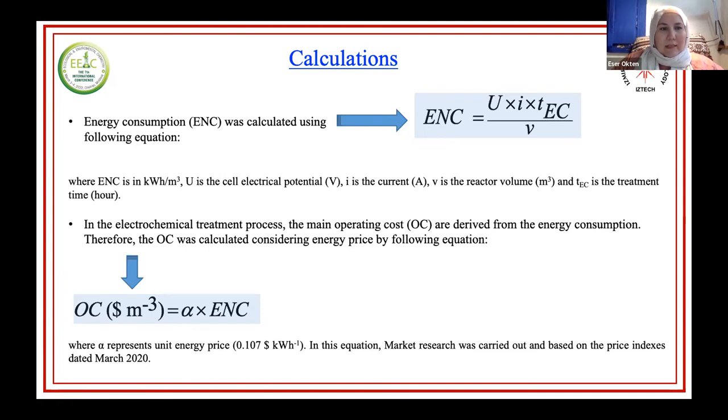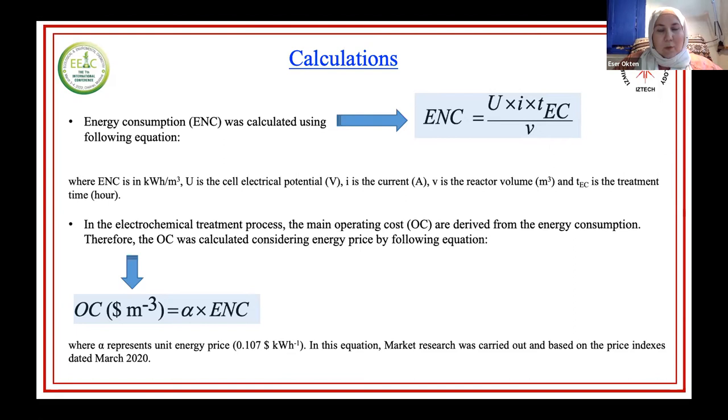So with that, we were thinking about what operational parameters we would work on in an electrolysis cell. Energy consumption, since we were applying a potential, would be one. The product of the applied electrical potential, the current, and the treatment period would be divided by the volume of the reactor, and then we would have the energy consumption.